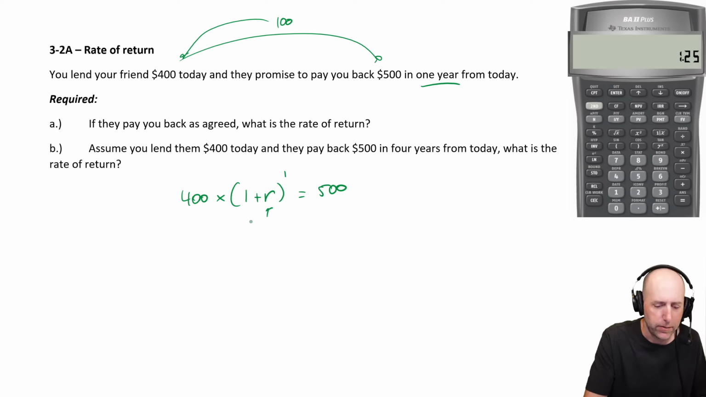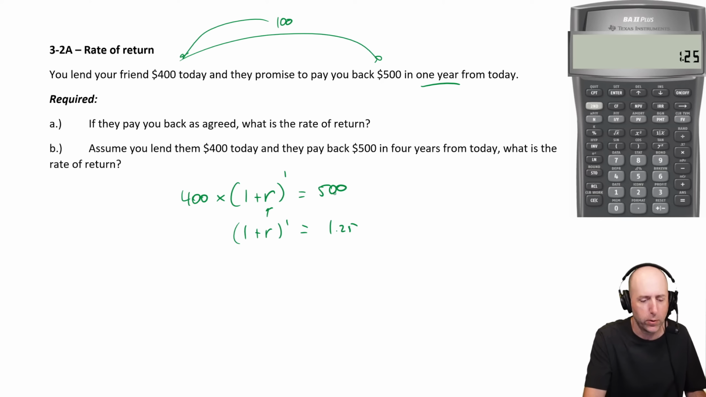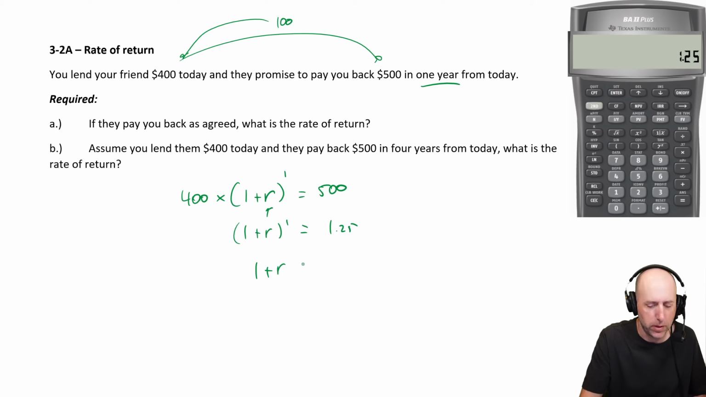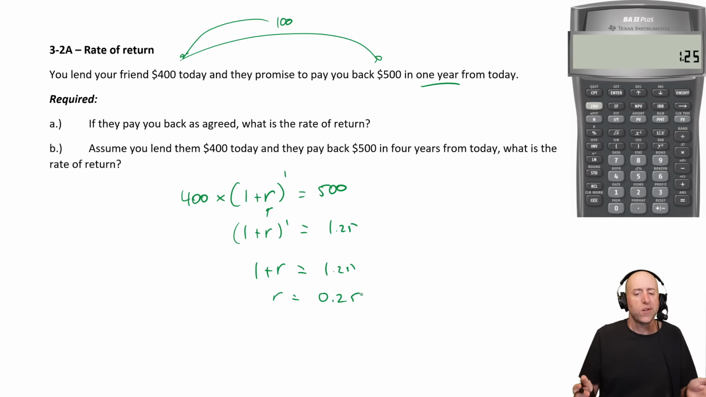So now I have 1 plus r to the power of 1 equals 1.25. I divided 400 off of both sides. And anything to the power of 1 is just itself, so it's just 1 plus r equals 1.25. Subtract 1 from both sides, I get r equals 0.25. So I've done it with the math.